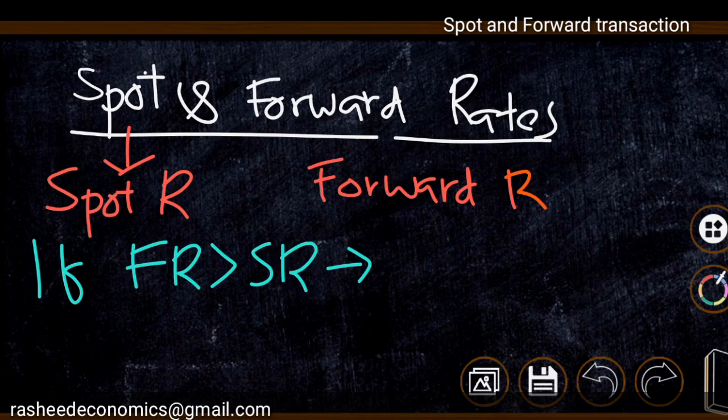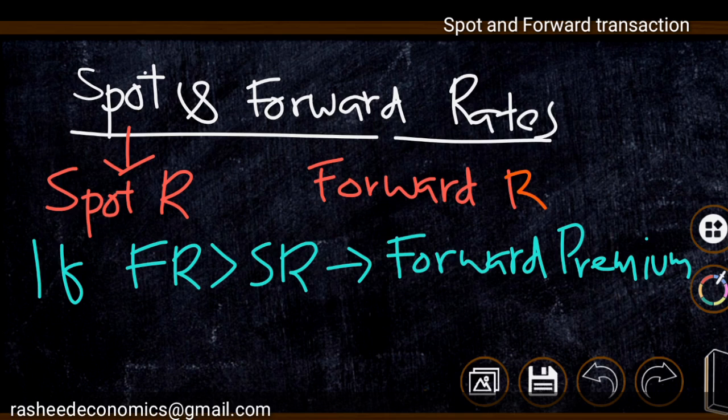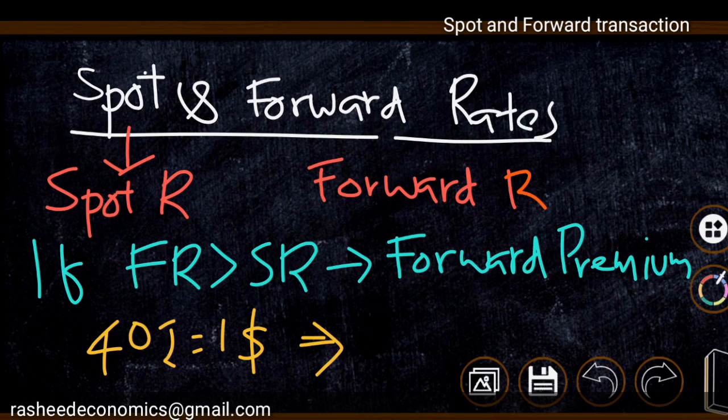Suppose the forward rate is greater than the spot rate. We can say that there is a forward premium. That is, the future rate is higher than the spot rate. If 40 rupees is equal to $1 in the spot rate, it becomes 42 rupees is equal to $1. In such a situation, we can say that the rupee has a forward premium.